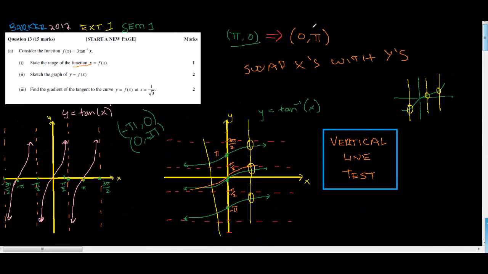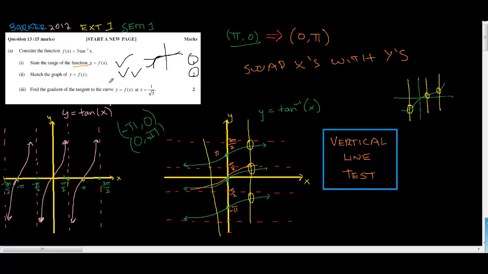So what we've done is we've stated the range of the function. So that's 1 mark in the bag. And then we've also just sketched the graph. So that was 2 marks in the bag. Beautiful. So now we've got that function, and it's something that looks like that, or maybe something like that. Oh, that was a horrible graph. Don't worry about that. Anyway, find the gradient.